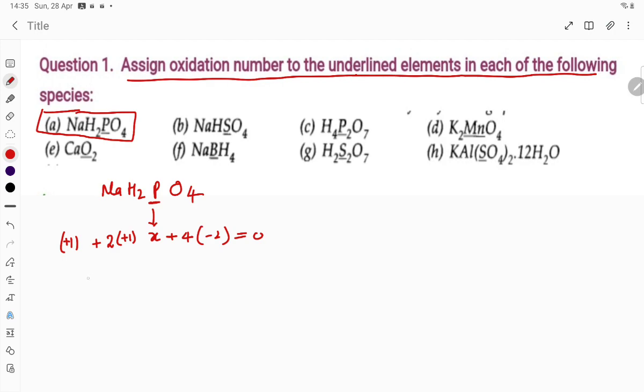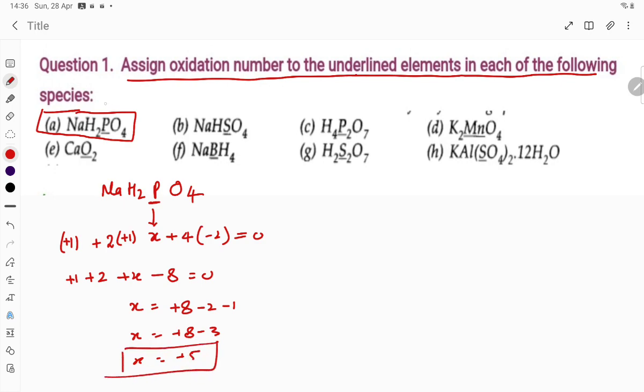So now, student, let us solve. +1 +2 plus x minus 8 equal to 0. So x is equal to, send it that side, so this is +8 -2 -1. So x is equal to +8 -3. x is equal to +5. So this was very simple. Here the phosphorus is obvious, its oxidation number is going to be +5.